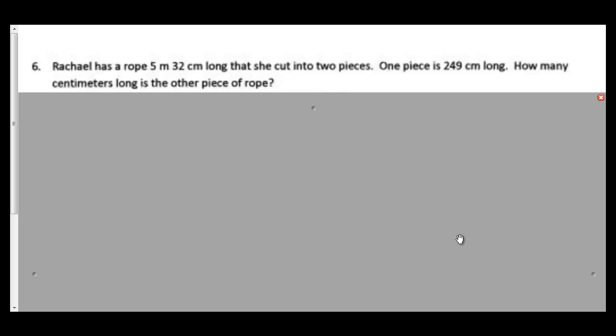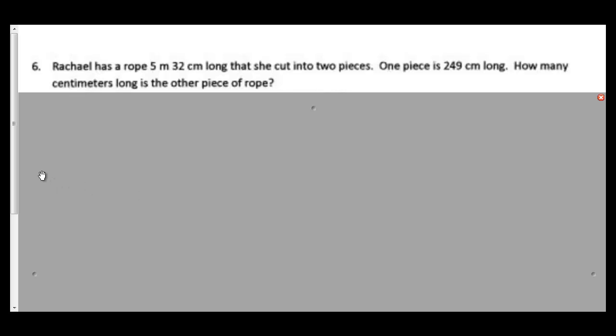All right, so Rachel has a rope 5 meters, 32 centimeters long that she cut into 2 pieces. One piece is 249 centimeters long. How many centimeters long is the other piece of rope? So I want you to stop and think to yourself, what can I draw? And then when you think you have an idea of your tape diagram, and if you feel pretty confident in it, go ahead and solve, and then you're ready to check.